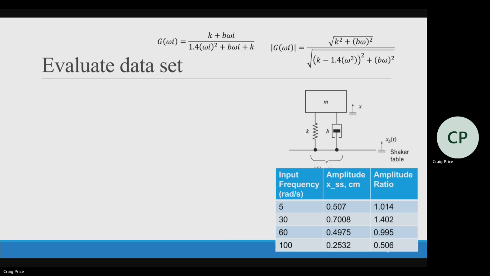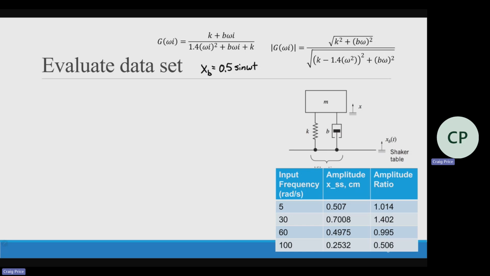First off, I need to figure out the amplitude ratio. This amplitude ratio is just output over input. And the problem did say that XB, the input, is 0.5 sine omega t. And so the input is 0.5 centimeters. The output we get at low frequency is about the same, 0.507. We see it jump up here, then it drops. So we can calculate the first amplitude ratio.